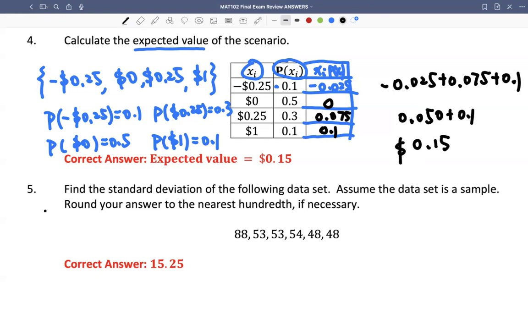Okay, let's see 5. We want to find standard deviation. We need to calculate standard deviation. So first, we want to find the mean of this set. How do we find the mean of this set? We add all the numbers, then we divide by how many of them there are. How many? 1, 2, 3, 4, 5, 6. Divided by 6. Okay, just put it into the calculator.